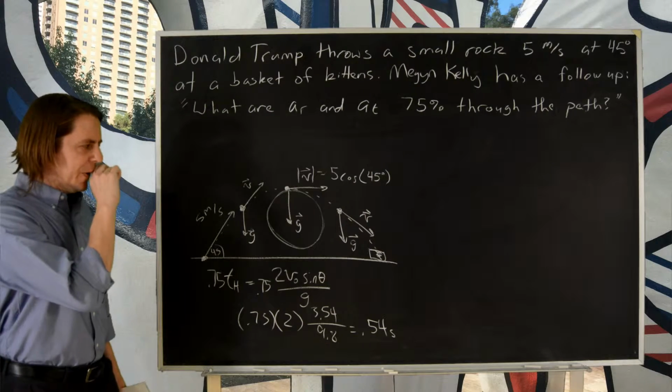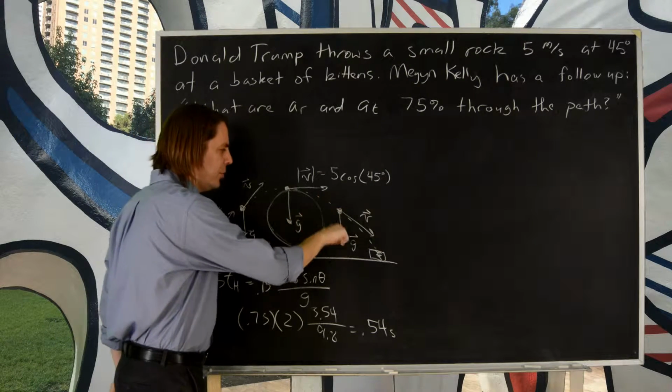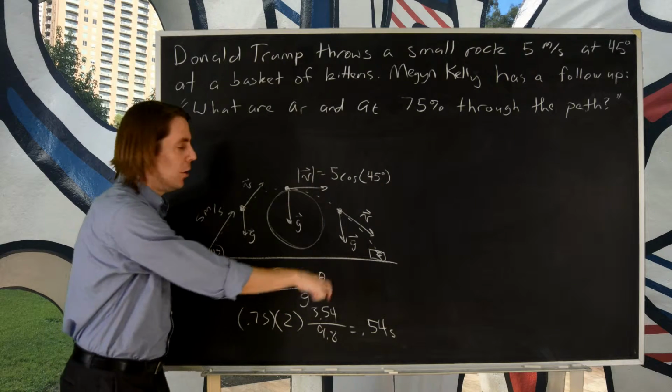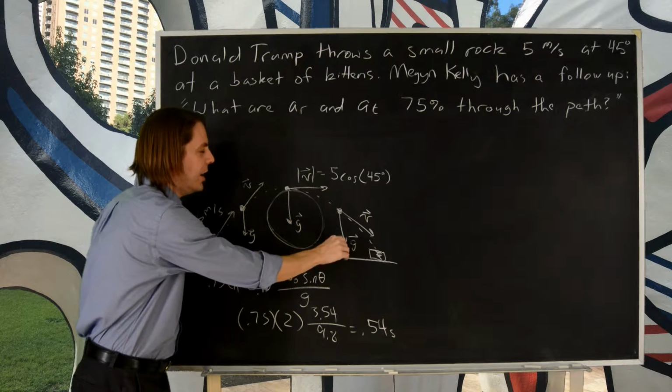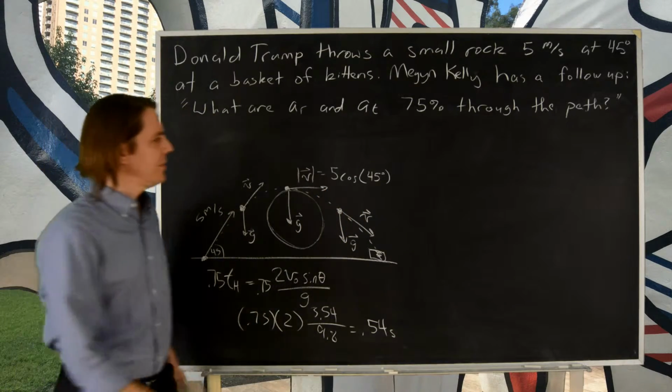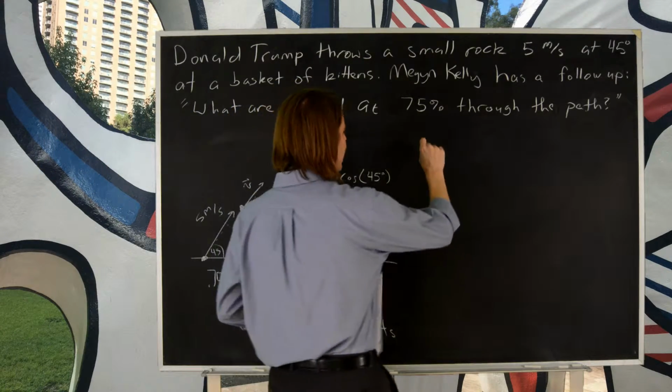Now what we got to do is figure out what are the components of the acceleration, which the whole time is just gravity straight down. Our total acceleration is 9.8 down. We have to get it in components along the path. So let's think about that for a minute.